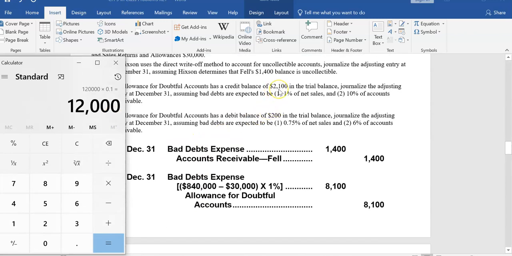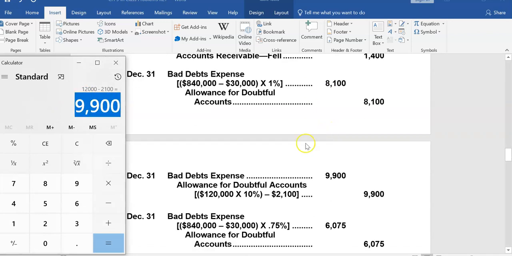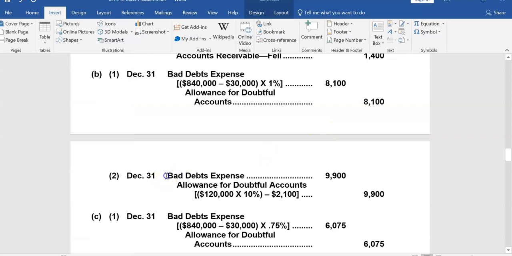There is currently a $2,100 balance on the credit side of the allowance for doubtful accounts. So we need to increase the allowance account from $2,100 to $12,000. The difference between those two is $9,900. We need to debit bad debt expense for $9,900 and credit the allowance for doubtful accounts for $9,900.